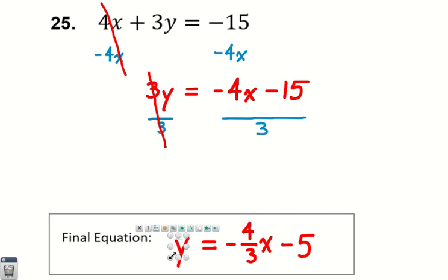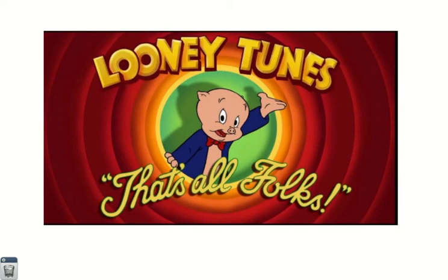So y is going to be by itself. And then over here, don't forget that when you divide both sides by whatever, you're going to be dividing both of these terms by 3. This division is not clean. You can't even reduce that fraction at all. You would reduce if you could. So we'll just have negative 4/3 x. Don't forget about the x. And then minus 15 divided by 3 is minus 5. And that would be the final answer for number 25.